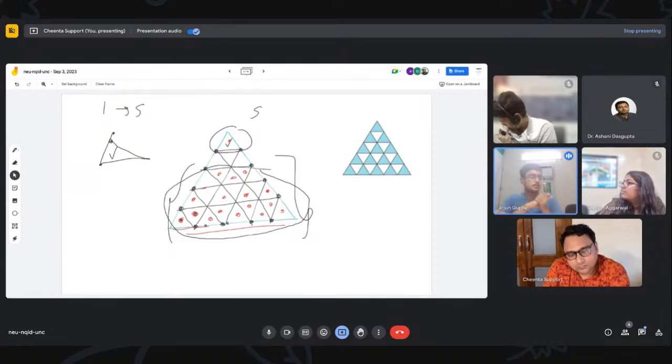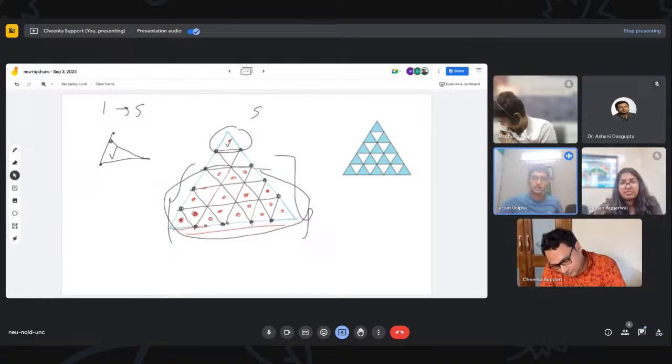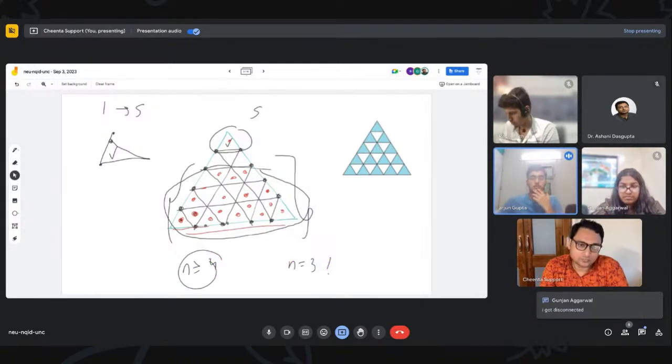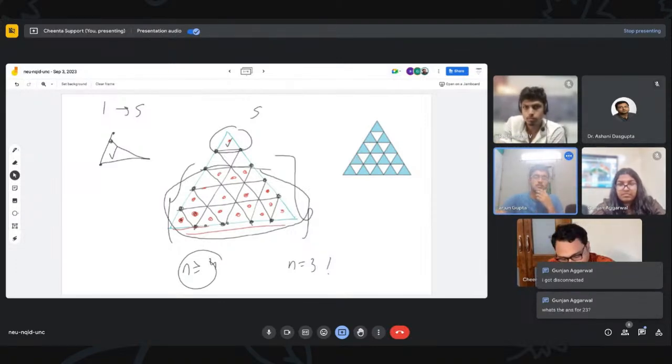Similarly, you can do this for n greater than or equal to 4. N greater than or equal to 4 is important here. It fails for n equal to 3, which is kind of a side case. I had also proven this previously. And now I move to slide number 4.